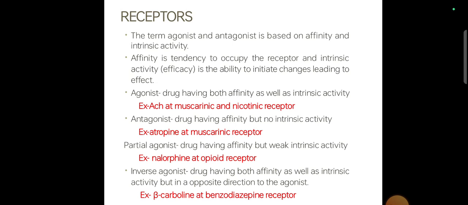Example of agonist: acetylcholine at muscarinic and nicotinic receptors. Example of antagonist: atropine at muscarinic receptors. Partial agonist: drug having affinity but weak intrinsic activity. Example: nalorphine at opioid receptor. Inverse agonist: drug having both affinity as well as intrinsic activity but in the opposite direction to the agonist. Example: beta-carboline at benzodiazepine receptor.